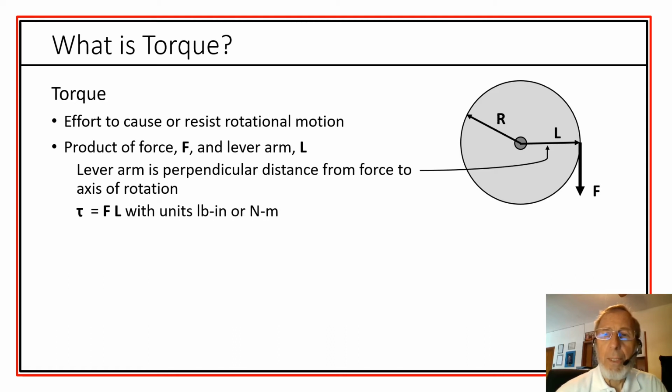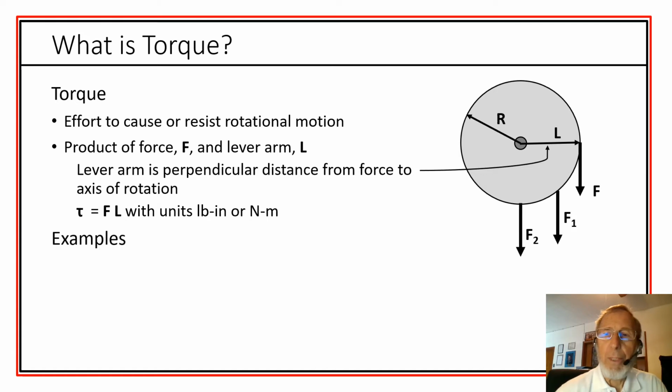So in the case of the wheel that's shown, and the force pushing downward on the edge of the wheel, the lever arm here is designated by L, the distance perpendicular from the force to that point of rotation. The torque is then calculated as a product of the force and that lever arm, and it will have units perhaps of pound inches or newton meters.